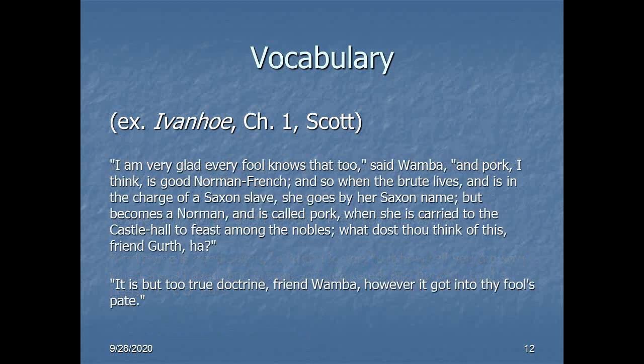"I am very glad every fool knows that too," said Wamba. "And pork, I think, is good Norman French, and so, when the brute lives and is in charge of a Saxon slave, she goes by her Saxon name, but becomes a Norman and is called Pork, when she is carried to the castle hall to feast among the nobles. What dost thou think of this, friend Gurth?" "It is but too true doctrine, friend Wamba, however it got into thy fool's pate."